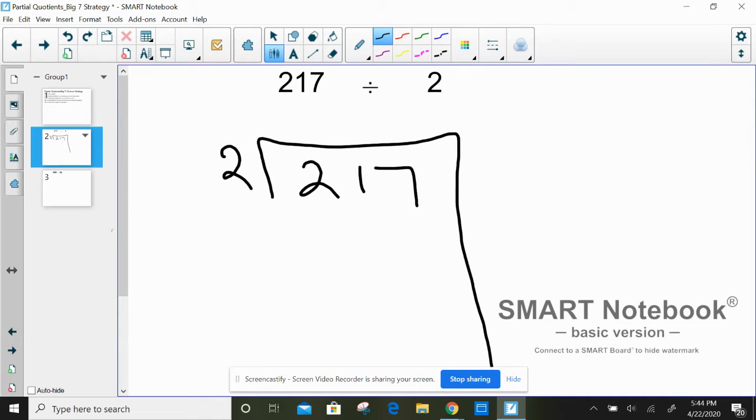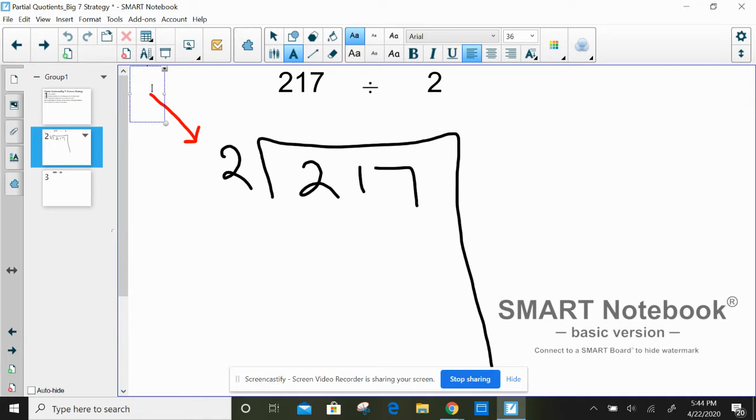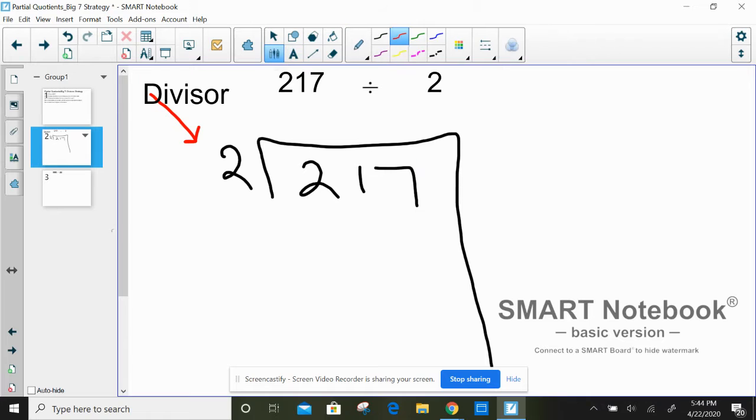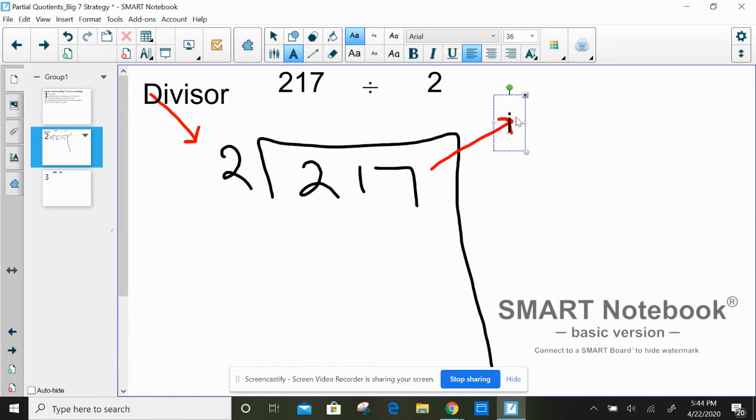Now I'm going to pause for a second and go over a few vocabulary words. This number right here, this 2, is called a divisor, okay? Say it with me, divisor. This is the number that you are dividing this number by. It's the number of groups that you're putting this number in, okay? This number over here, this 217, is called the dividend. The whole number you're dividing, and the divisor is the number that you're dividing it by, okay?